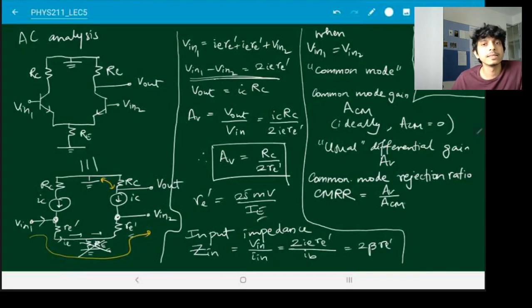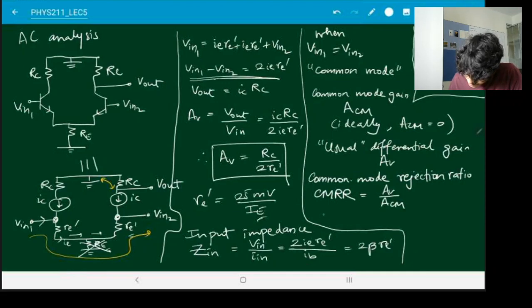Ideally this should be infinite, because ideally the common mode gain is 0 and the differential gain is some non-zero large number. But in reality there is some small value of ACM. So CMRR will not be infinite, it will just be some large number. And the larger the value of CMRR, the better your differential amplifier is, because it means it is that much better at rejecting background signals, background noises. So this is the common mode rejection ratio.